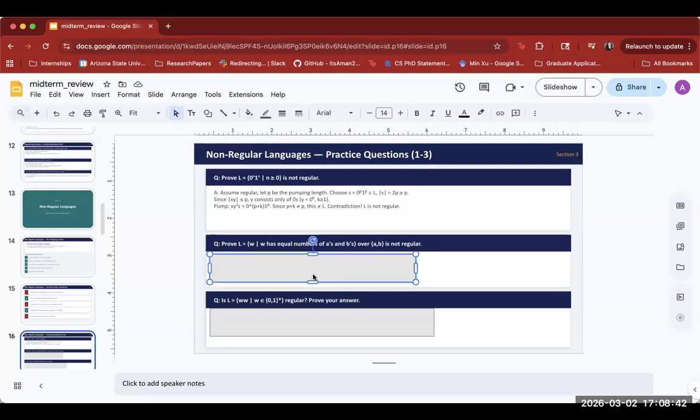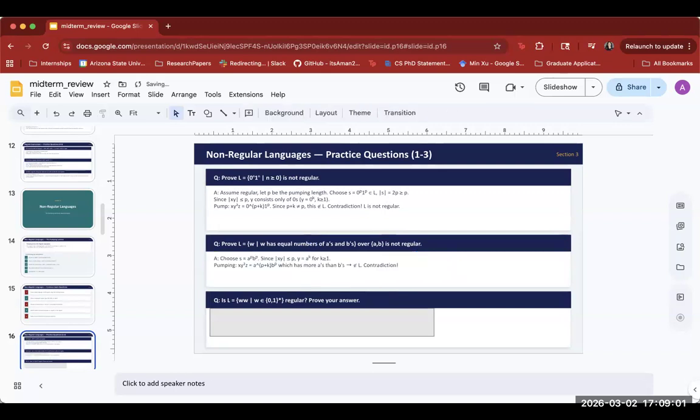And then you have the next question, which is prove L is equal to W, where W has an equal number of A's and B's over {a, b}, is not regular. So again, a good practice is to understand which string you'll be using. So again, I think what would be a good string is S is equal to a^p b^p because you have equal numbers of A's and B's. And you sort of follow the same practice that we did in the previous one.